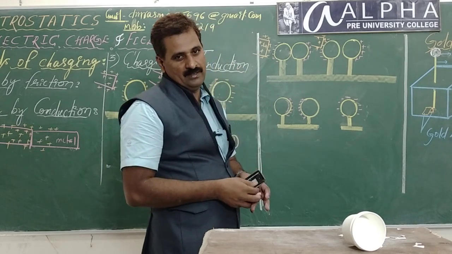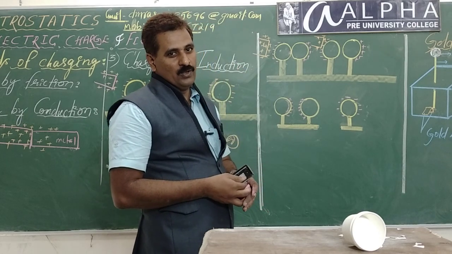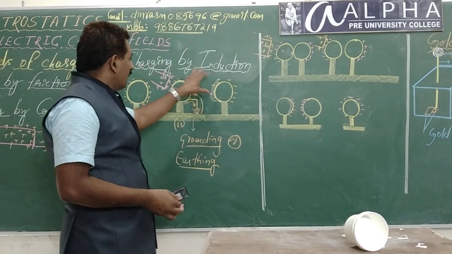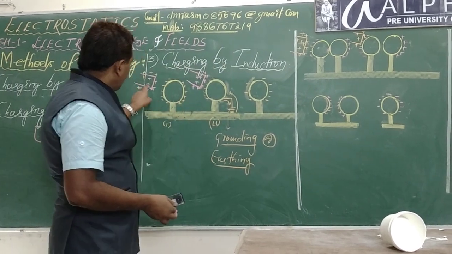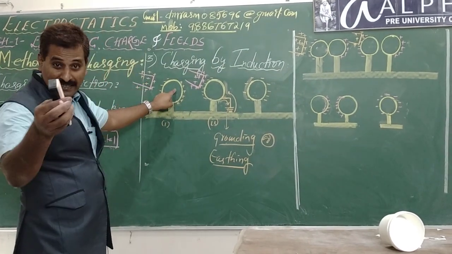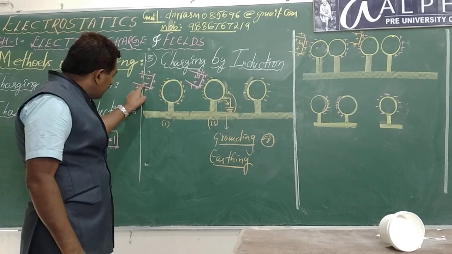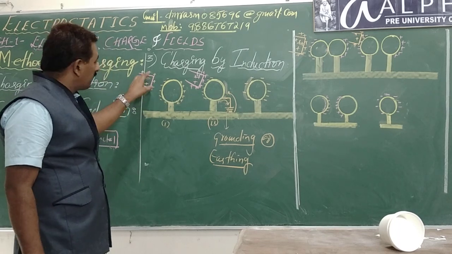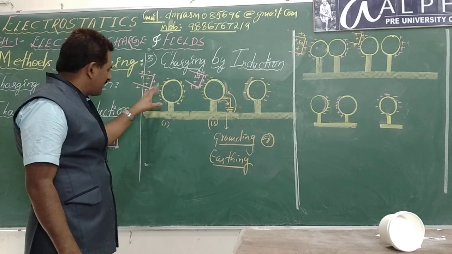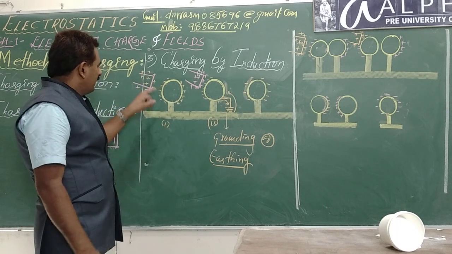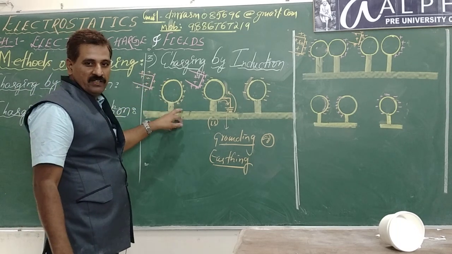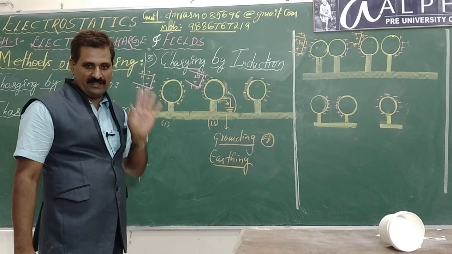That's it. Right? Students, what did you understand? In this process of charging, you are not touching the charged body with the conductor. Without touching the charged body with the conductor, you are inducing the charge, creating charge here. Negative here, positive here. There is just charge separation, that's it.